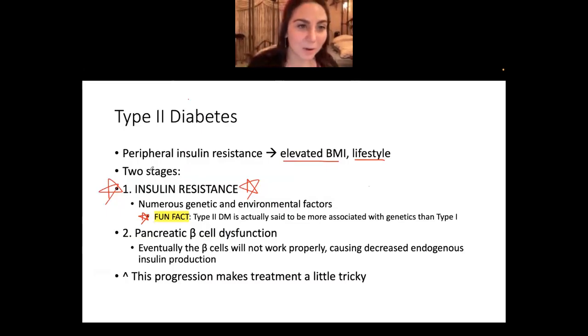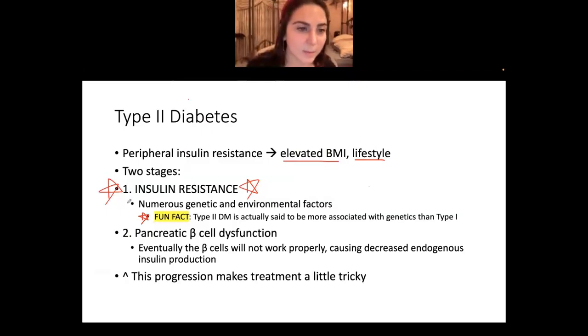So for this one, they ask, what's causing the insulin resistance? And we don't know, but it's super genetic. There's got to be a lot of genetic components as well as environmental factors. And here's your fun fact that I already know everyone's going to ask you about: type 2 is actually more associated with genetics than type 1, which again absolutely boggles my mind. There's no HLA markers with type 2. But again, look for things like elevated BMI, the lifestyle, if the parents had it, things like that will help you figure out if they're talking about type 2.